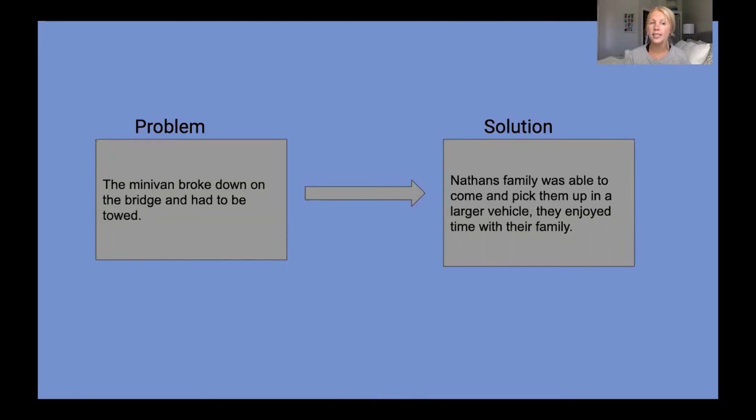So again, in this text, the problem and solution were not explicitly stated with exact clue words, but we should have still been able to find that the problem was a minivan broke down, and the solution was that Nathan's family came to pick them up in a larger vehicle that they could all ride in. And they still enjoyed time with their family, even though the minivan broke down. So you guys should have the problem and solution written down into your graphic organizer at this point, and it should be the same as mine, because there's only one problem and there was only one solution in our text, and these are them.